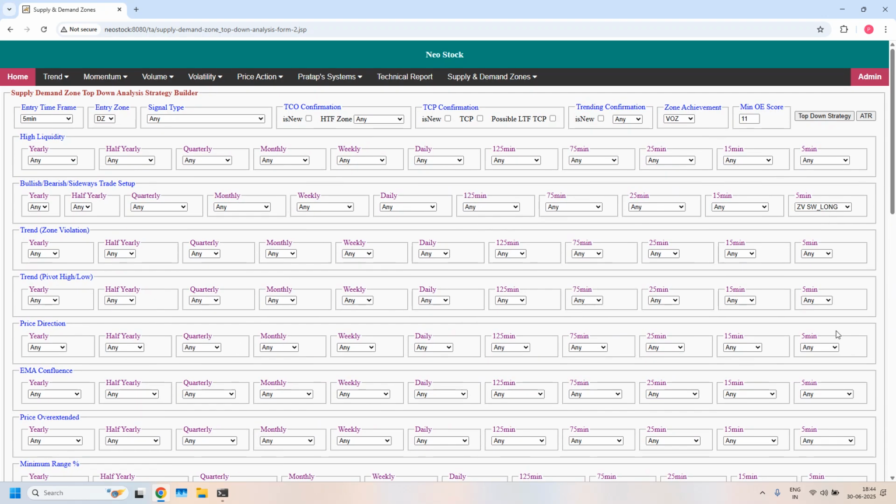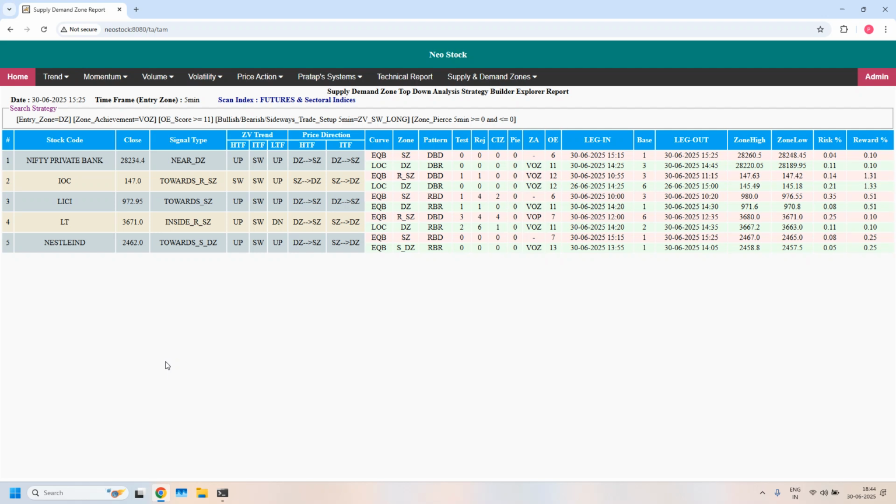With these filters, we got 5 stocks. Sideways long trade setup for hourly income trade. Entry time frame zones are 5 minutes demand zones. All these are 5 minutes demand zones. So this one is already tested. This one is also tested.